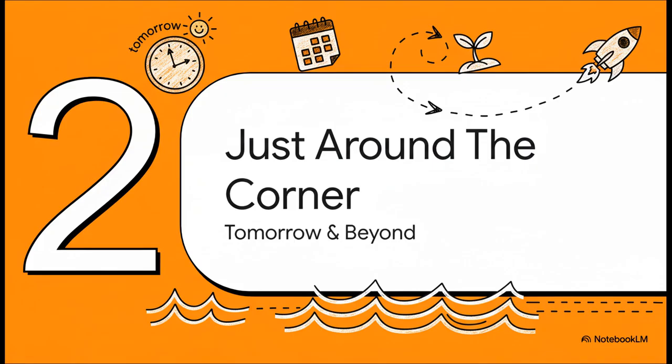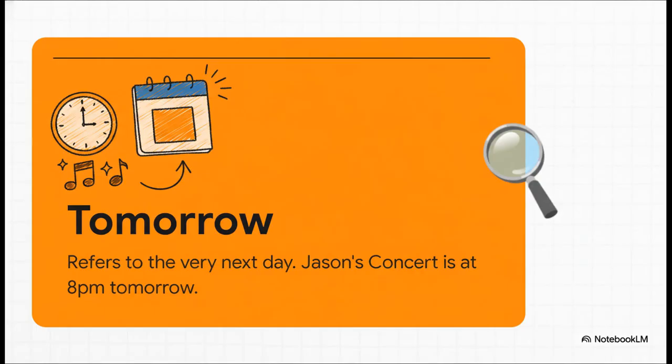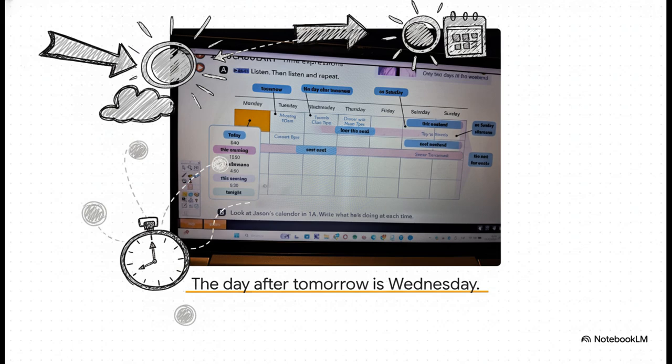Now let's just peek around the corner to tomorrow and the day after that. The day after Monday is, well, obviously Tuesday. But when we're talking, we just call it tomorrow. It's our very next 24-hour block of time. And here's the thing you've got to remember: tomorrow always refers to the one single day right after today. So when Jason says he has a concert tomorrow, everyone knows he's talking about Tuesday at 8 p.m. No confusion there.